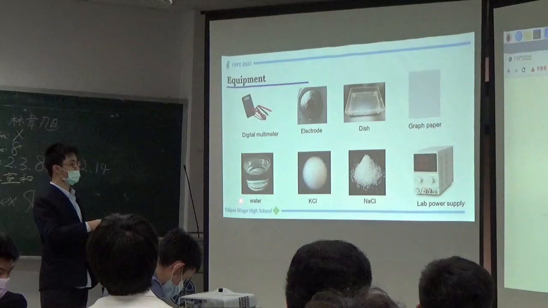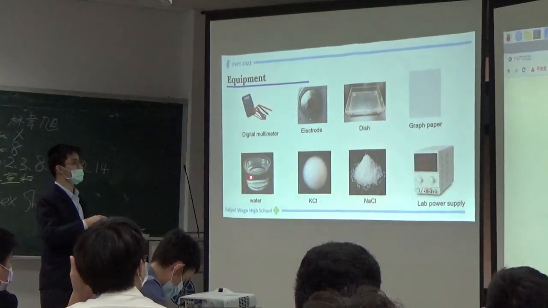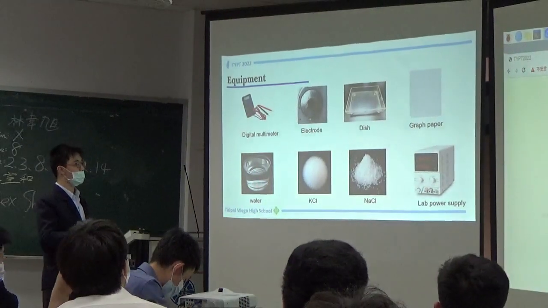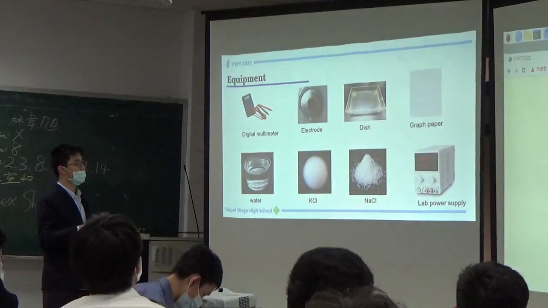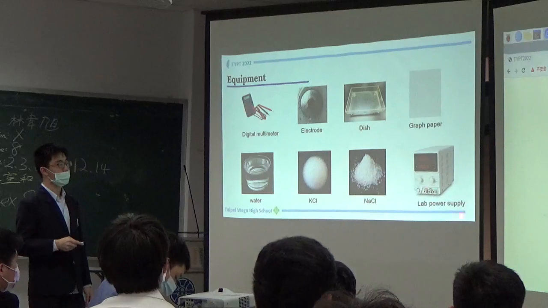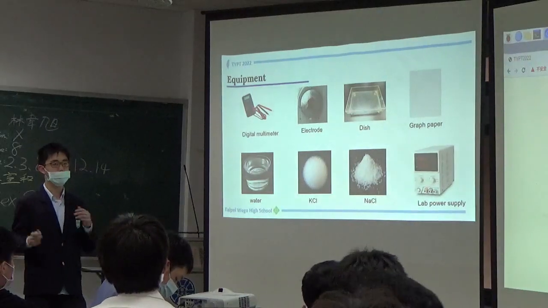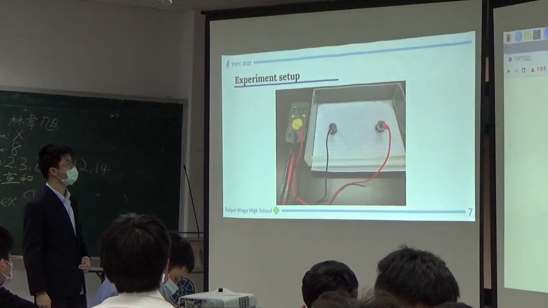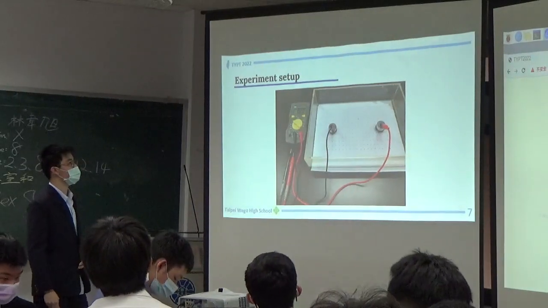And here are a few ingredients that we use. First is water as the reference, and then we use saturated potassium chloride solution and saturated sodium chloride solution. And last, we use a lab power supply to apply the safe voltage mentioned in the problem statement. And this is our experiment setup. It's very easy to understand.